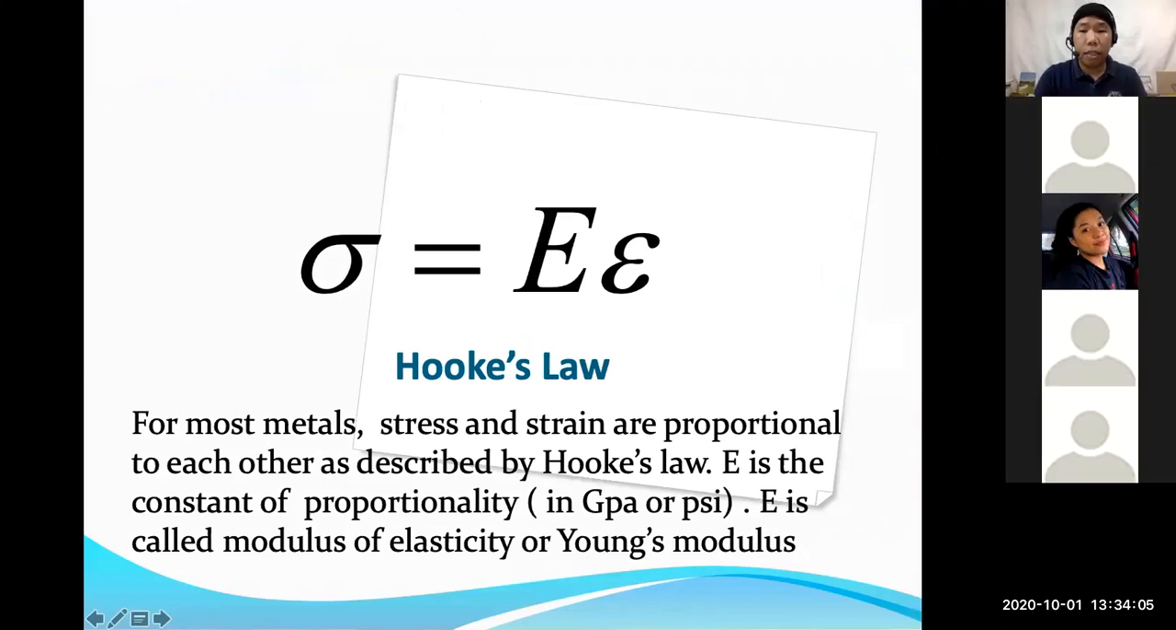Okay, so E is the constant of proportionality, which is in gigapascal or in PSI, or pounds per square inch. And E is called the modulus of elasticity or the Young's modulus.